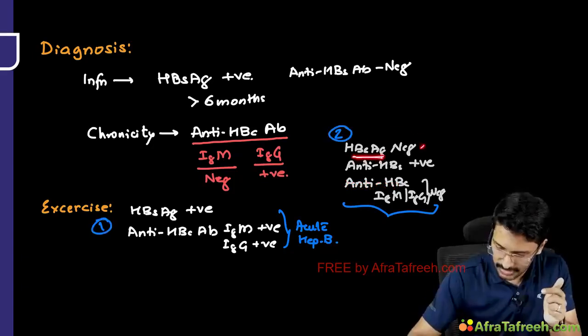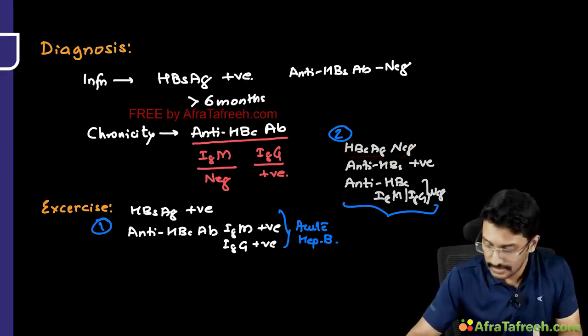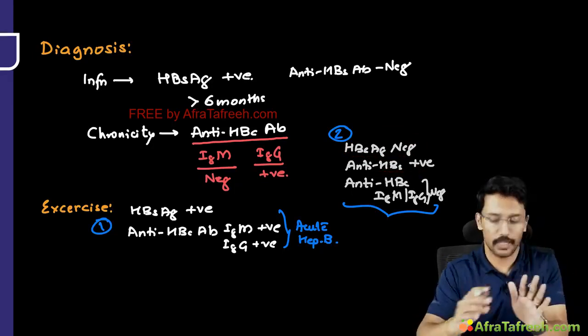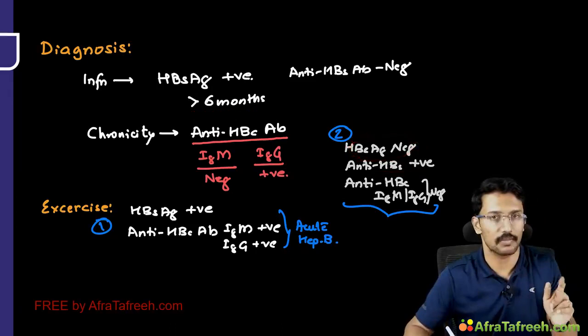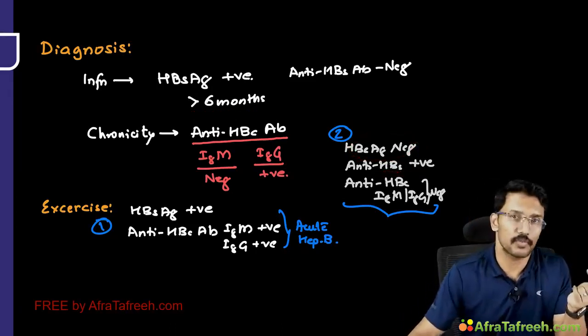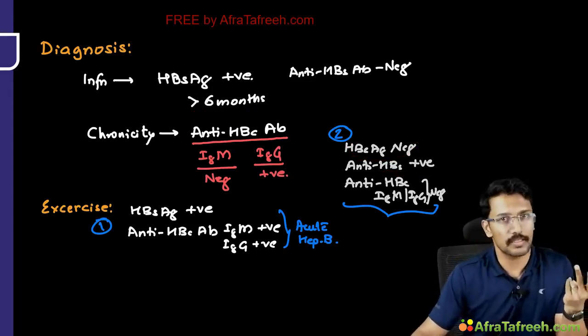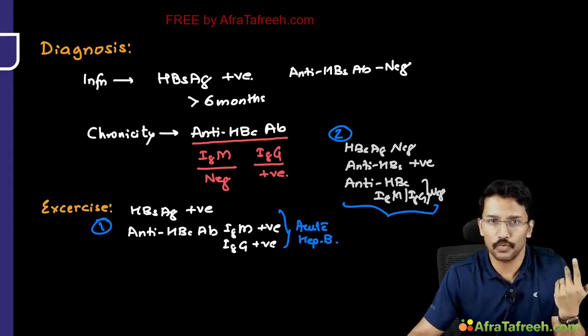When HBsAg is negative, it means there is no infection, right? But he still has anti-HBs positive. So what does that mean? There is no active infection when I say HBsAg is negative. Past infection is possible when I say anti-HBs antibody is positive, right? But it is also positive in vaccinated cases. So to differentiate between these two, what do we do?